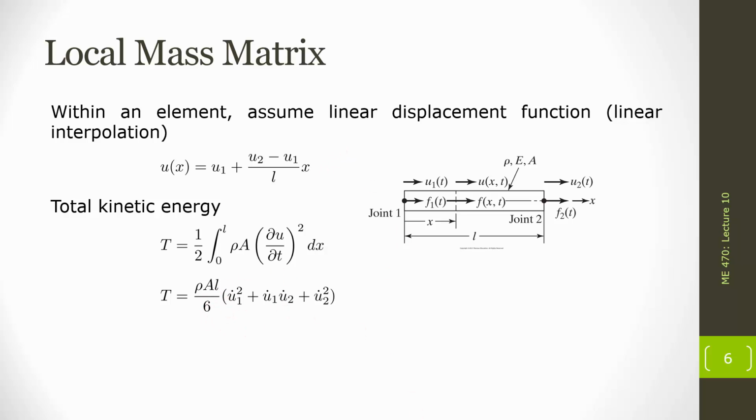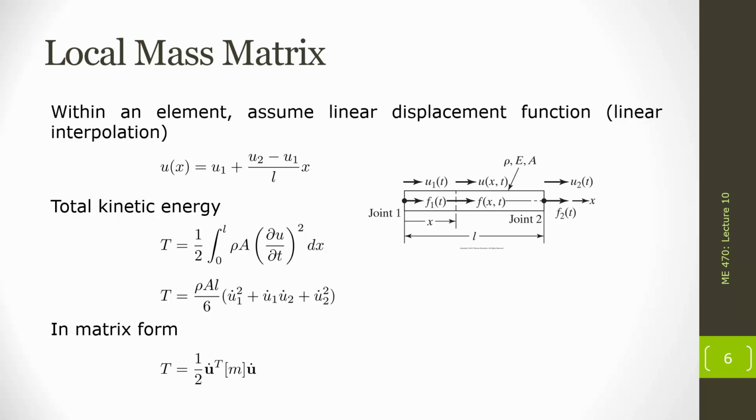We have this rho A L over 6, and then we have the u1 dot terms, so the velocity of the left node. We have the u2 dot terms that use the velocity of the right node. And what we can do with this expression is, instead of writing it out in this scalar way, we're going to put it into a matrix form.